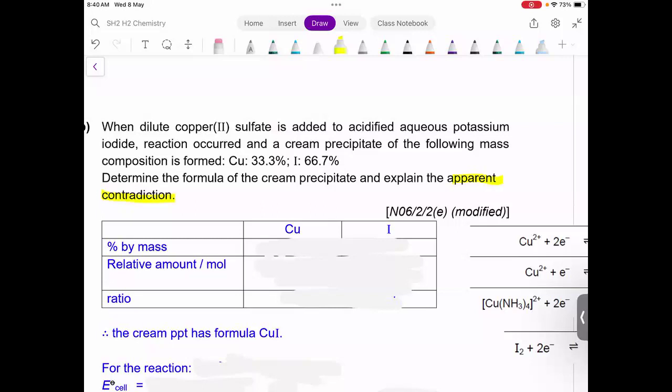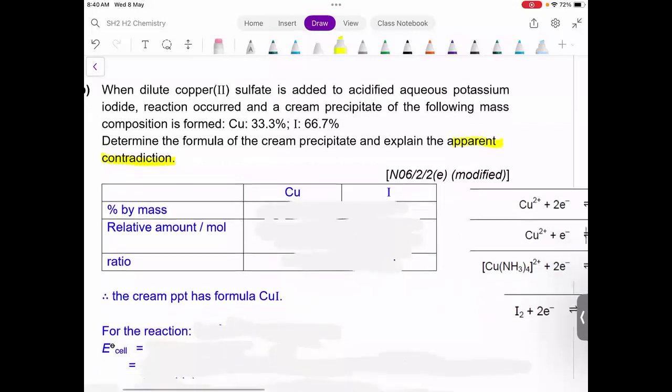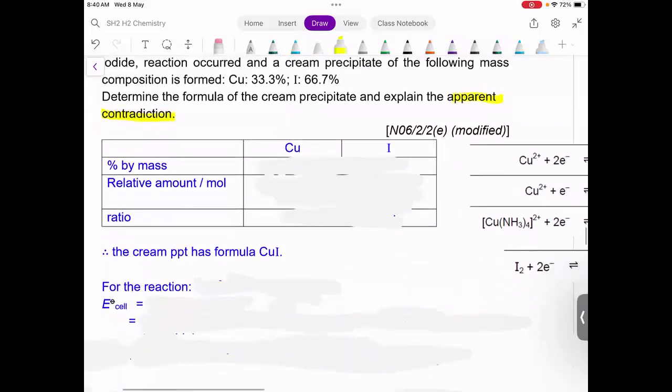Because in part A, we predicted using E0 cell that it cannot take place. Yet in the lab, when you add them together, there is a PPT formed. There is a reaction. So why? What do you think? Now, if you calculate the E0 cell again, please take note: the reaction is forming a copper plus. It's not a copper zero.